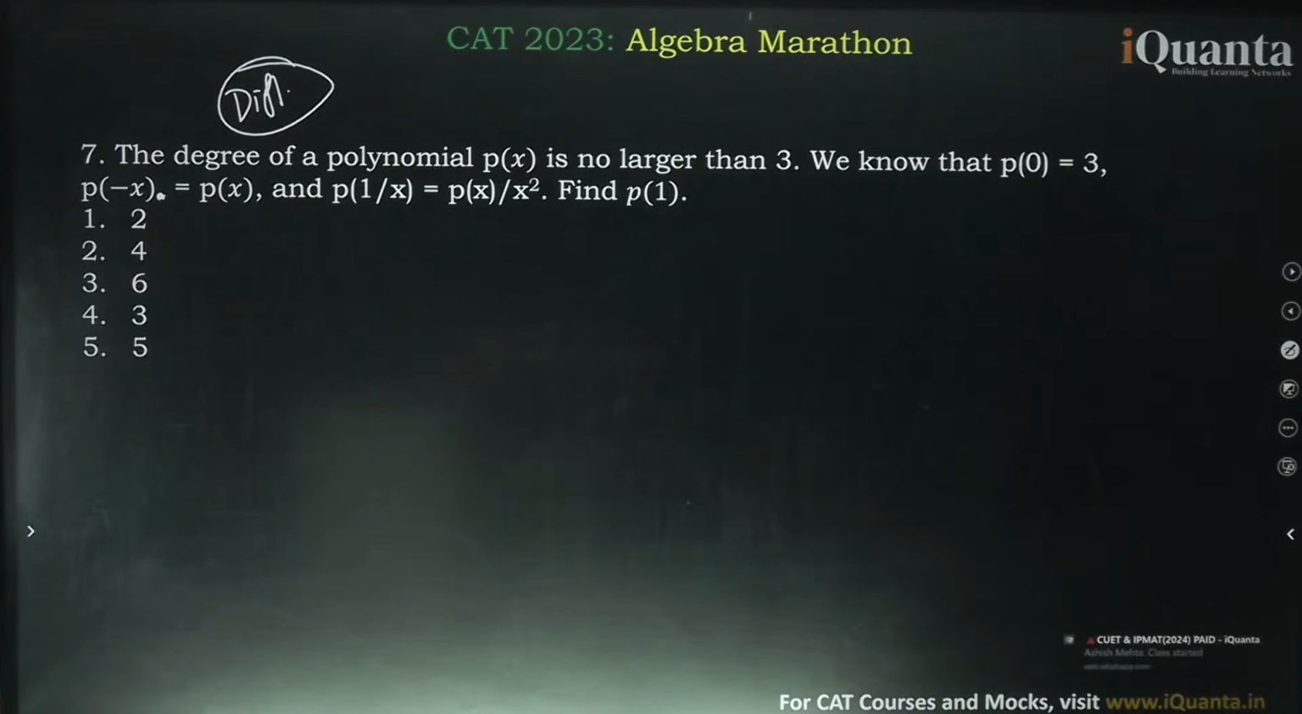By the way, there is one thing in this question which should be kept in mind. P of minus x is equal to px. What does that mean? What does that mean? That P of minus x is equal to px.